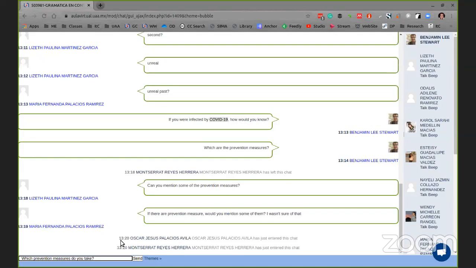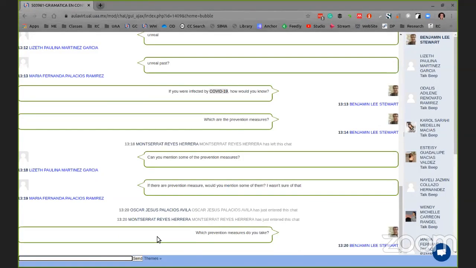Here's one that came to mind for me. Which prevention measures do you take? Okay, and I just added the verb take, right? But notice the difference in the word order. All right, so let's do a comparison. Let's compare what I wrote. Which prevention measures do you take?